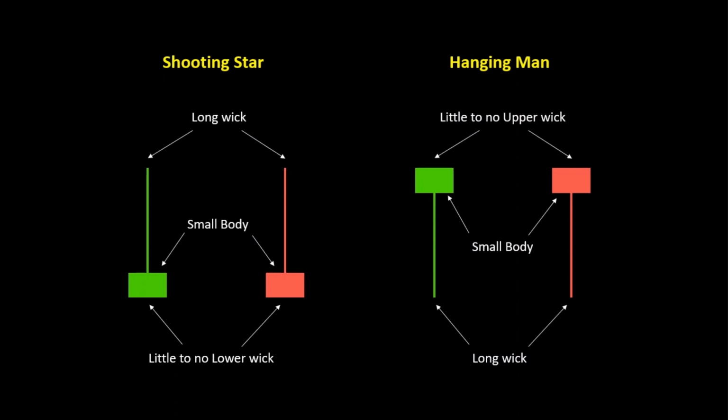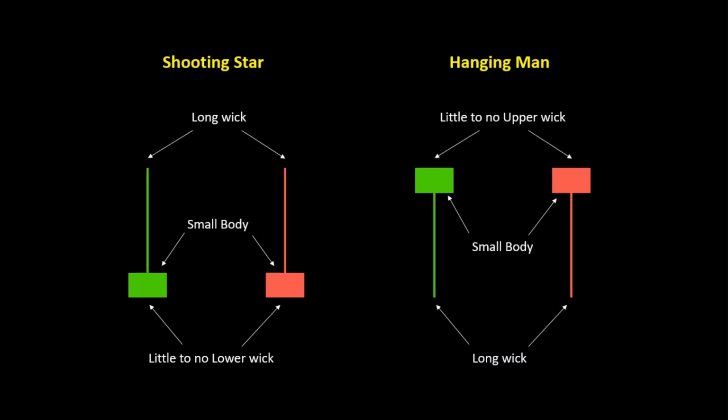Inverted hammer and hammer, bullish reversal signals, found at the bottom of a downtrend. Shooting star and hanging man, bearish reversal signals, found at the top of an uptrend. Understanding this context is crucial. The same candlestick shape can tell a completely different story depending on where it forms on the chart.